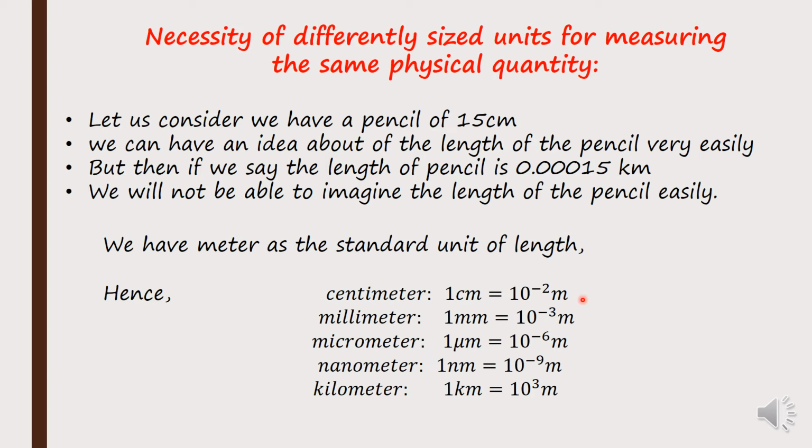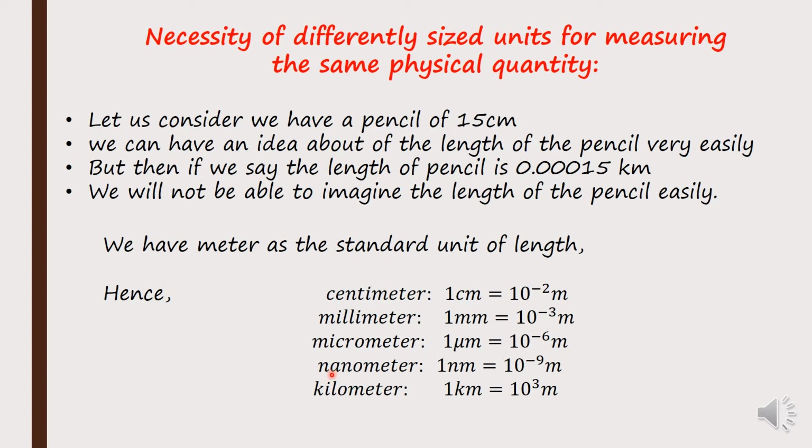Similarly, the next is micrometer. Whenever you write micrometer, it is written with a symbol, and this symbol is called mu. So 1 micrometer is equal to 10 to the power of minus 6 meters.